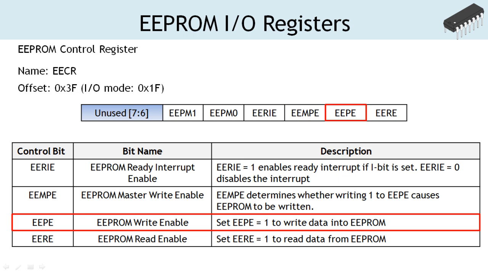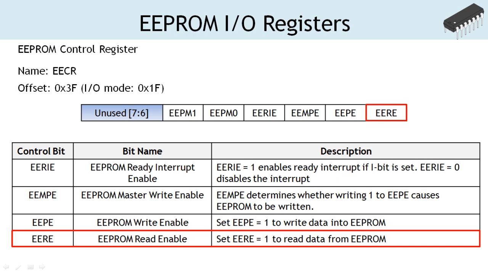The EEPE bit must be polled before initiating the read operation. If a write operation is in progress, it is neither possible to read the EEPROM nor to change the address registers. The EEPROM read enable signal, that is the EERE bit, is the read strobe to the EEPROM. When the correct address is set up in the address register, the EERE bit must be written with logic 1 to trigger the read operation.